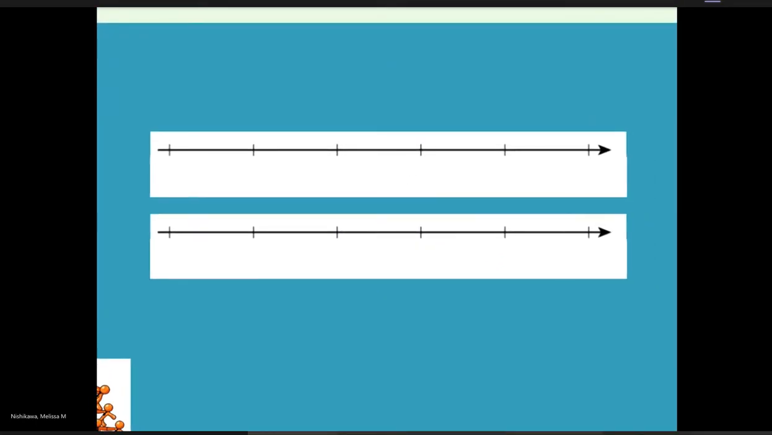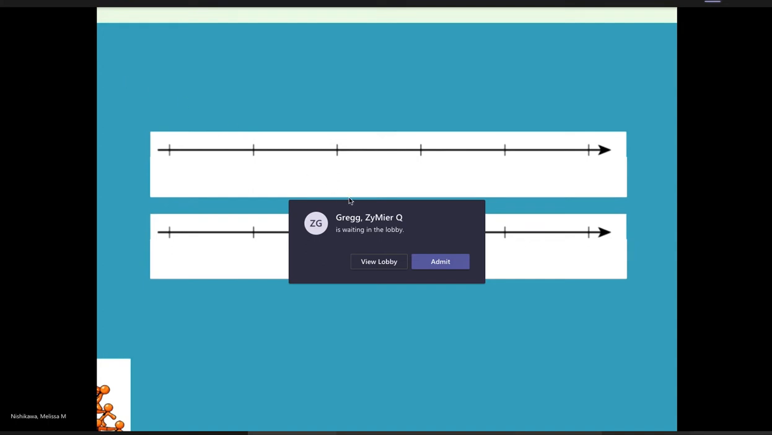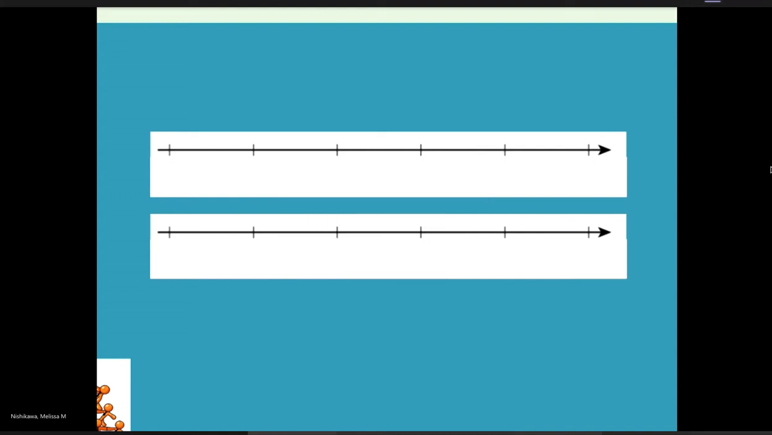All right, so I have my 2 double number lines. All right, I hope that coming in and out helps, Samir.